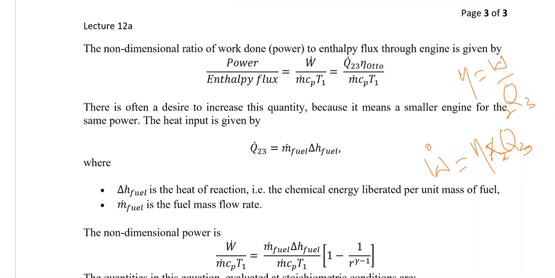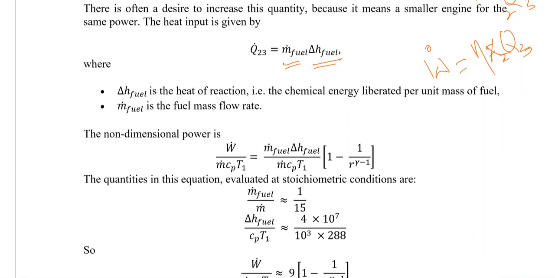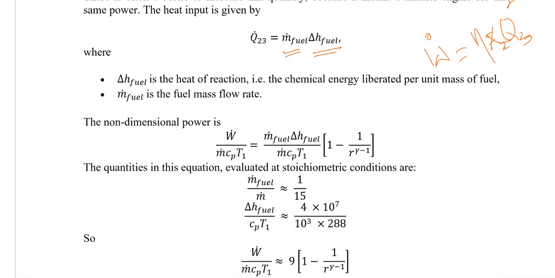So the heat transfer from 2 to 3 is actually equal to the mass of the fuel burned multiplied by the enthalpy, or the heat of the reaction, which is actually from the combustion of the fuel. This is the chemical energy liberated per unit mass of the fuel, where m dot fuel is the fuel mass flow rate. The non-dimensional power, putting these values in, would be equal to something like this.